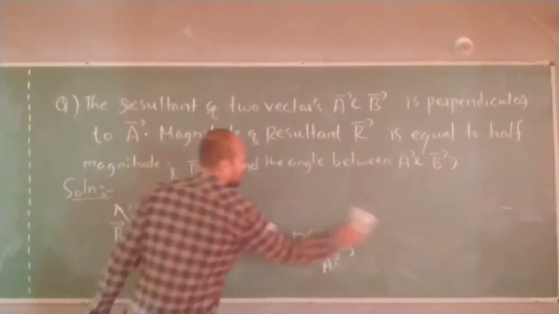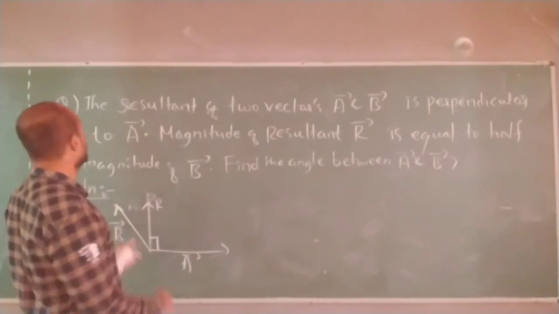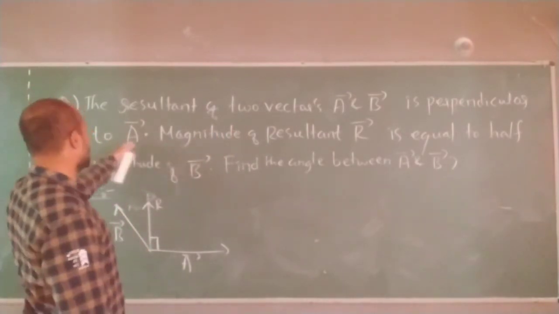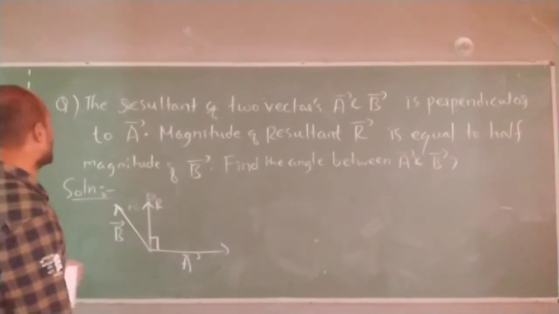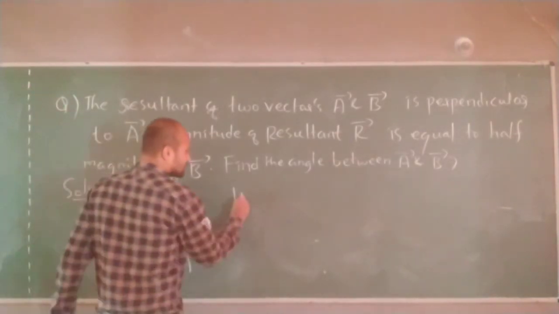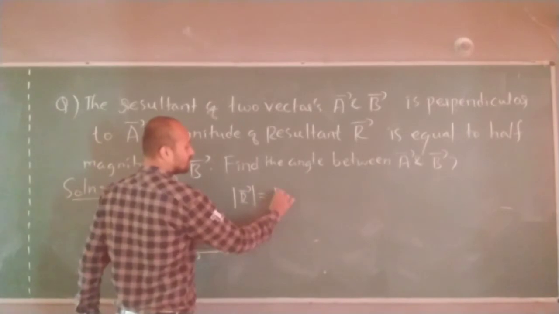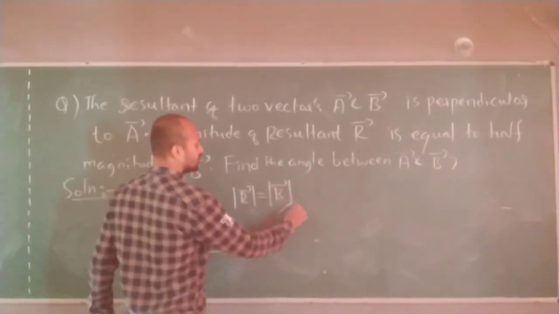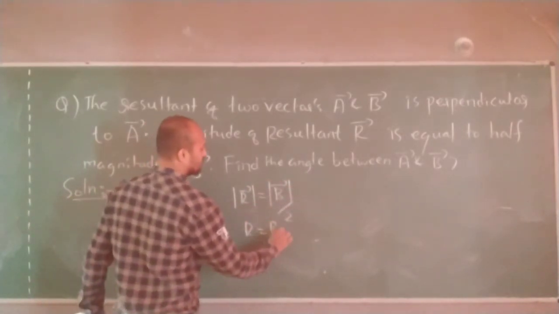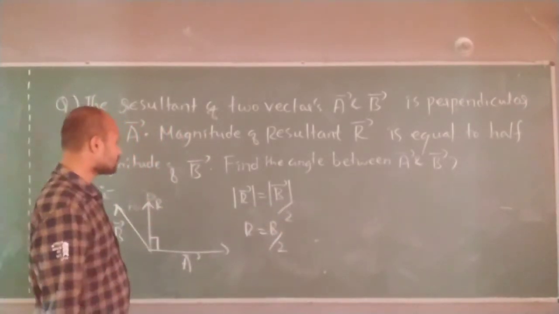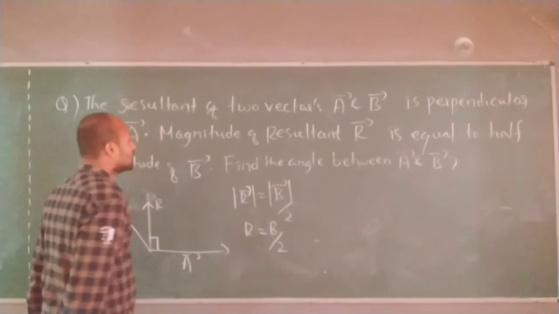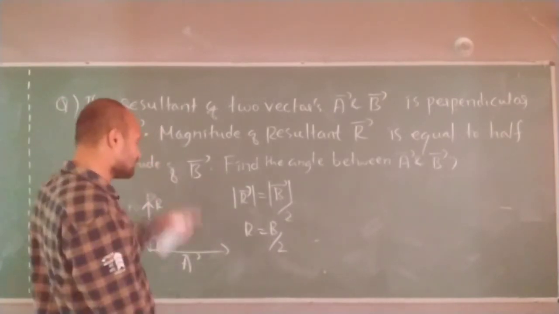Got it? Now leave that. The question is, the resultant of two vectors A and B is perpendicular to A. This is the diagram. The magnitude of resultant is equal to half the magnitude of B. R is equal to half of B, or simply we can write R is equal to B by 2, because these also mention magnitude. I have not put an arrow mark. Correct now? So find the angle between A and B.